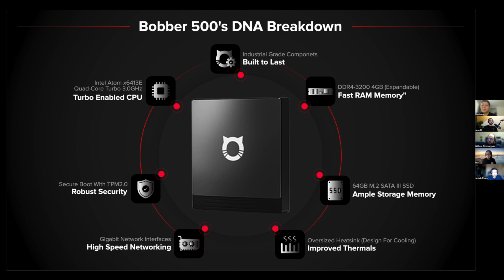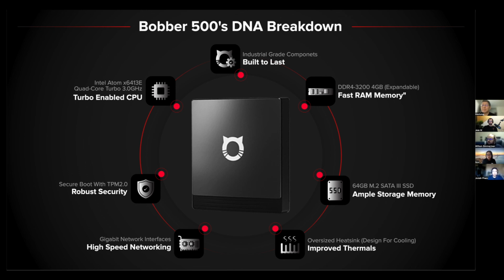So the Bobber 500 was made with industrial grade components because we know it's going to have to last a very long time. If you go through the trouble of deploying one of these setups, you want to know that it's going to last for a long time. So that's been thought of and built into the very components that we use for it.